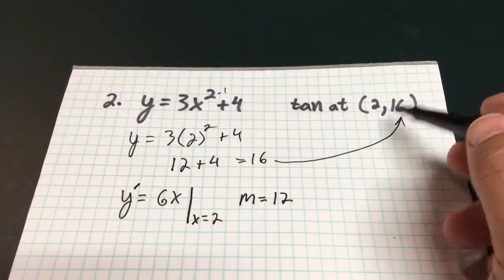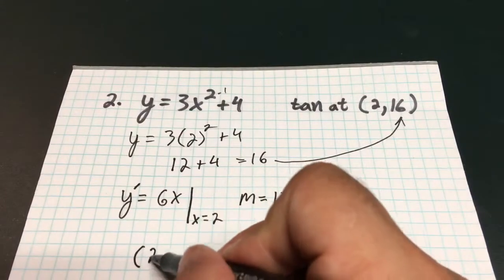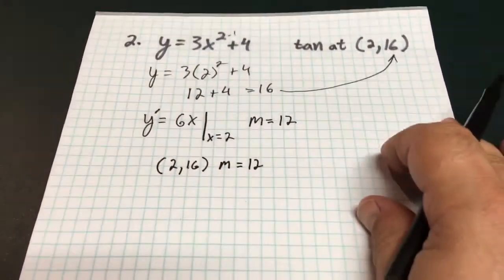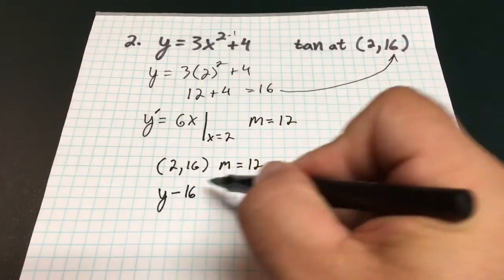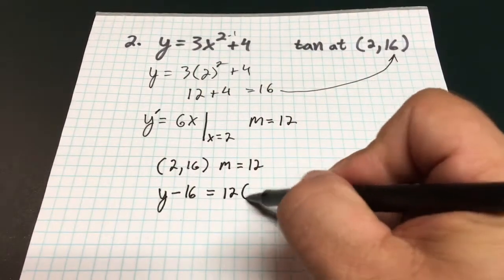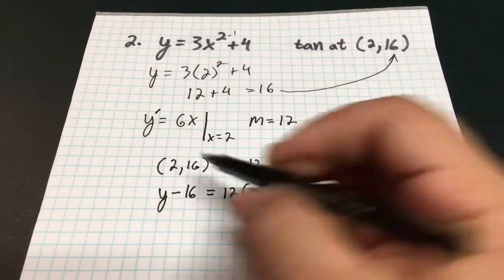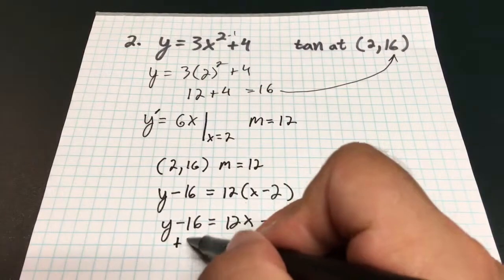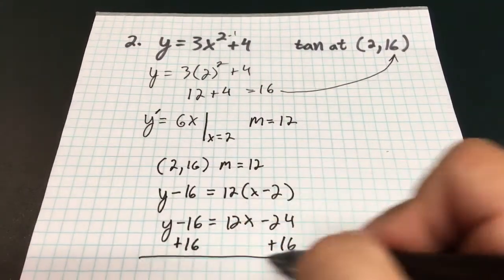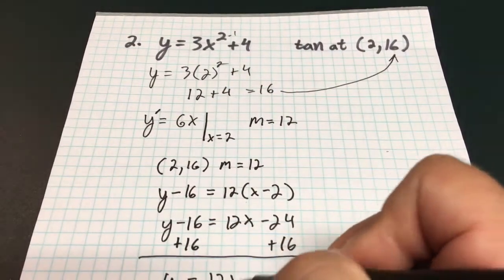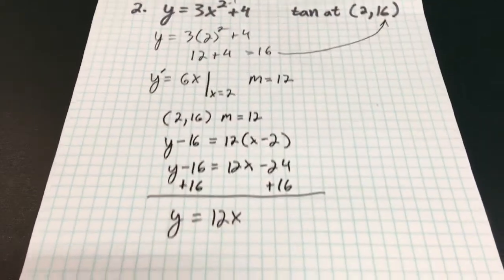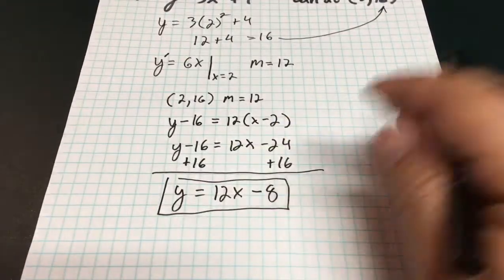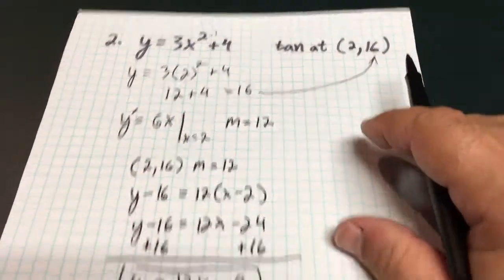Now I'm going to take my point and my slope. My point is (2, 16). And my slope is 12. And I'm going to use the point slope formula. Y minus 16 equals 12 times x minus 2. Distribute. 12x minus 24. Add 16 to both sides. And it's going to give me y equals 12x. And that's my tangent line to the point (2, 16).